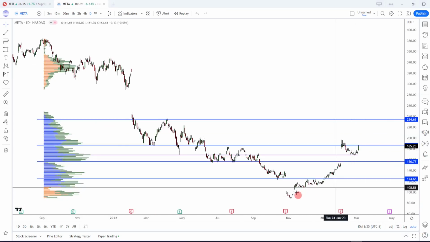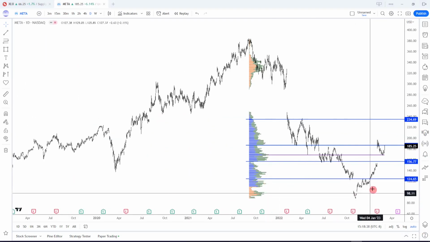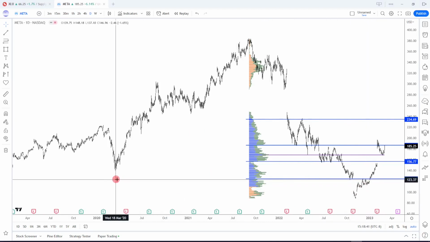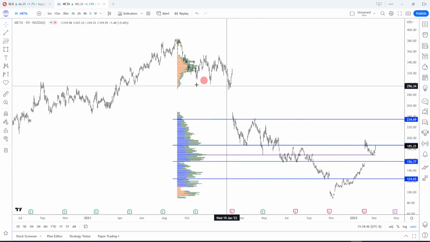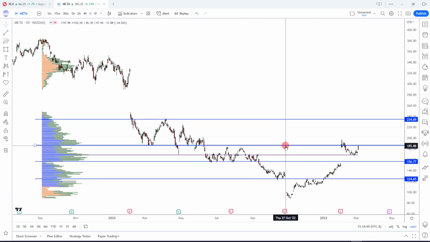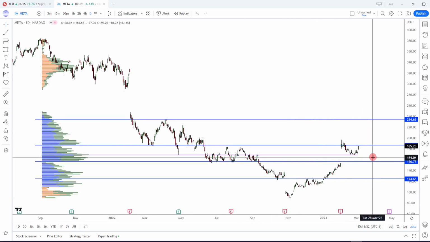And for Meta, it's pretty much the same as Netflix because it already went below the March 2020 low. So I just set up a composite volume profile from the all-time high to the present and then look for potential resistance and support levels. Right now, we see Meta is sitting right at this 185.25 near this ledge here. And so it could be a potential resistance, and I'd look for a potential setup and possibly it comes back down and fills this gap here. Then I could look for even trailing it down to this 124.65.